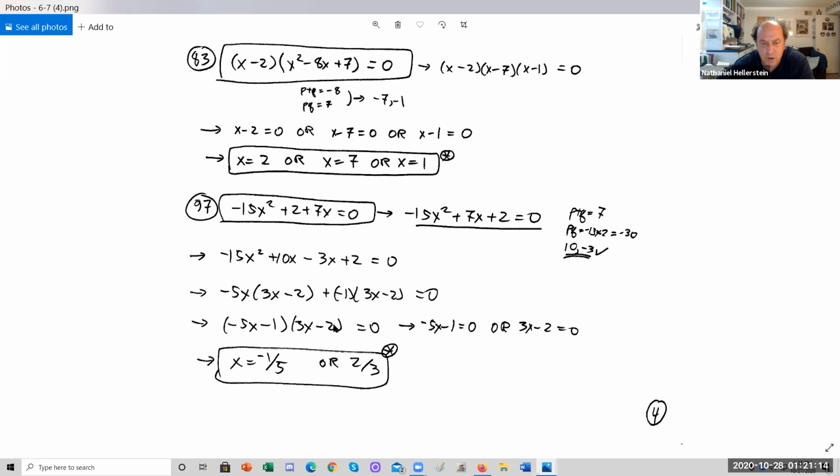So negative 5x minus 1 is 0, or 3x minus 2 is 0. This, after a bit of transposition, gets you x is negative 1/5. This, after a bit of work, x is 2/3. These are the two solutions.